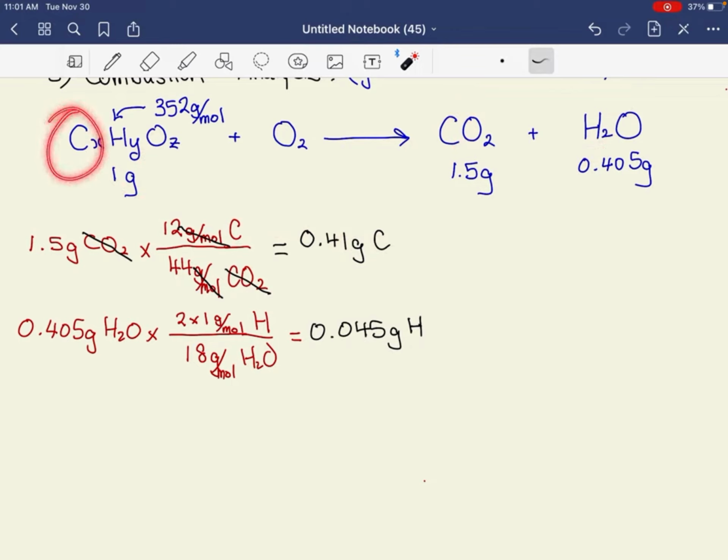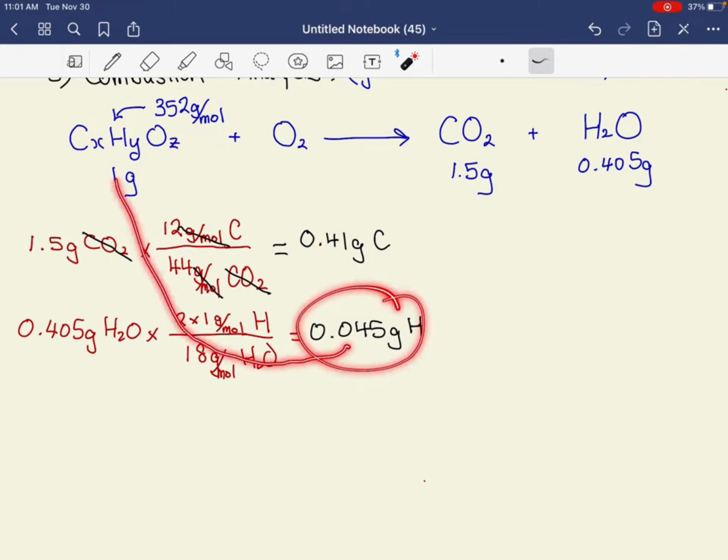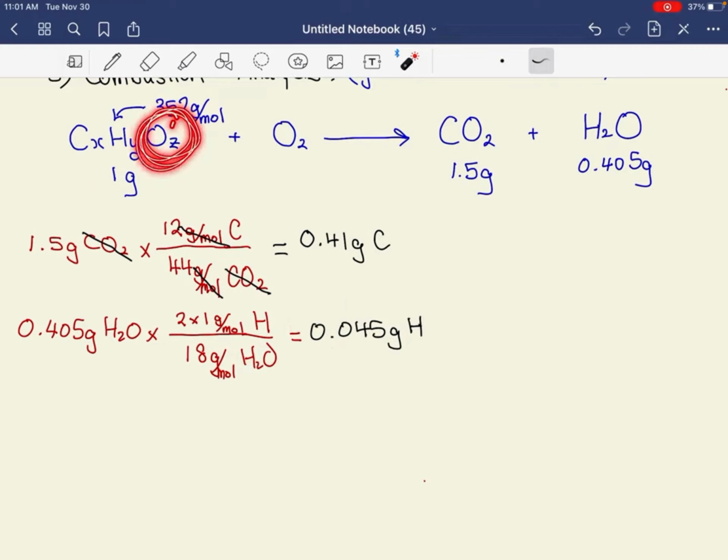So we can link that back. Hey, so we know how much carbon is in the fuel. We know how much hydrogen was in the fuel. The only thing left is oxygen. How much of that oxygen is in the fuel? Well, it's very simple. We are given the mass of this, right?